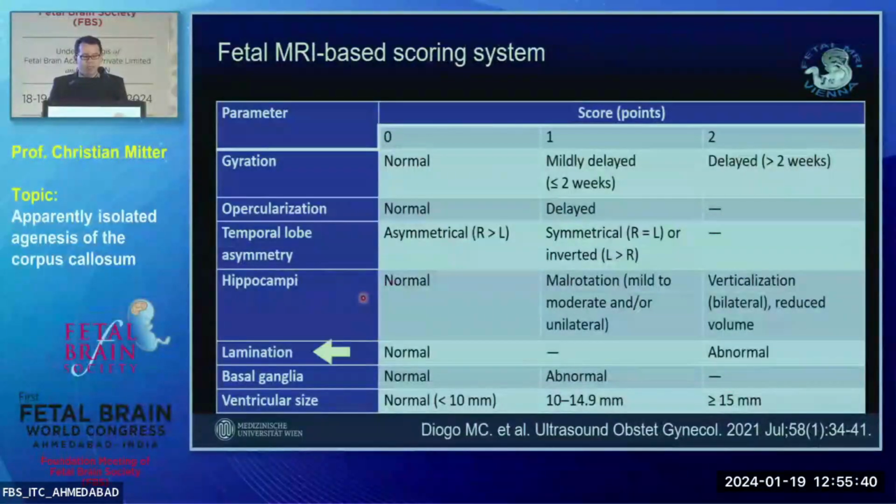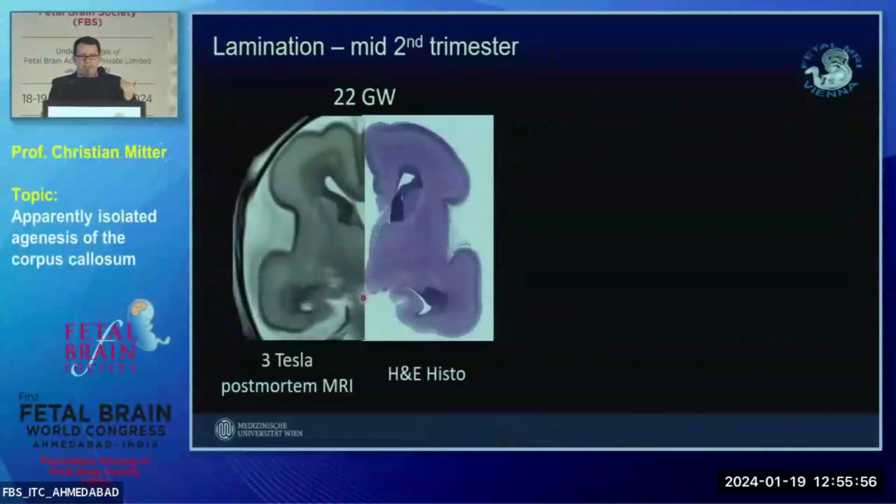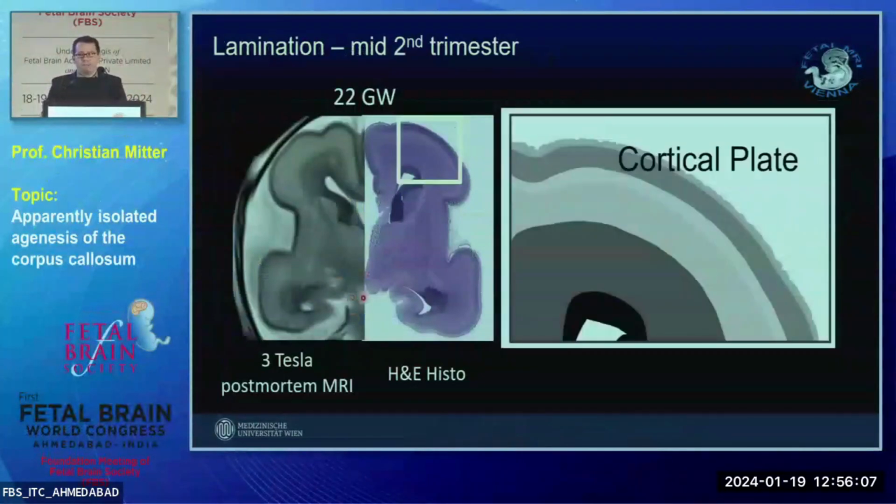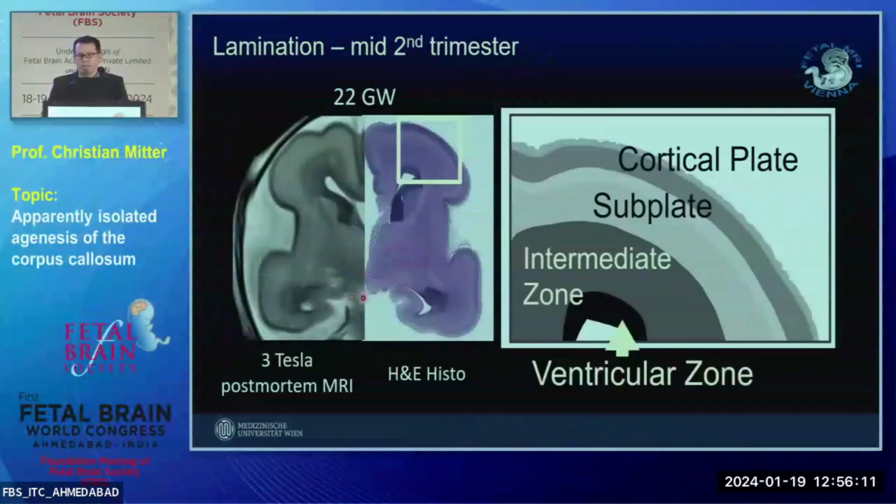Next point, lamination. Lamination is very important. It is one of the highlights that you can do with fetal MRI. We all know that in the second trimester the telencephalon has several layers that can be visualized both on MRI and on histology. So the cortical plate, subplate, the intermediate zone, and the ventricular zone.